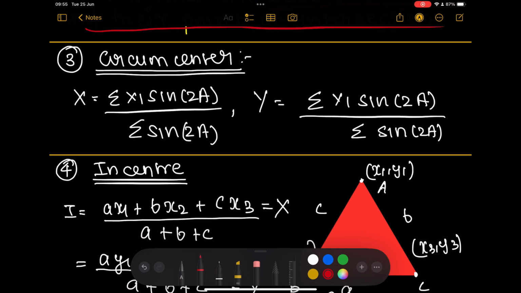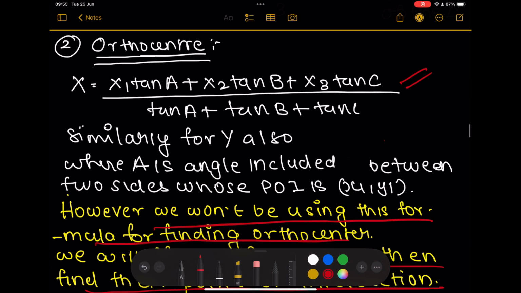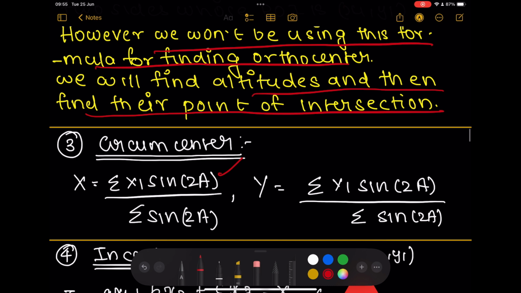Similarly, there's a formula for the circumcenter also. It's almost the same thing. Here you use tan, here you use sine of 2A. That's all. There is no other difference. But I hope now you know that you won't be using this formula also. You won't be using this formula most of the time. So what is the circumcenter? The circumcenter is the point of intersection of perpendicular bisectors, right?